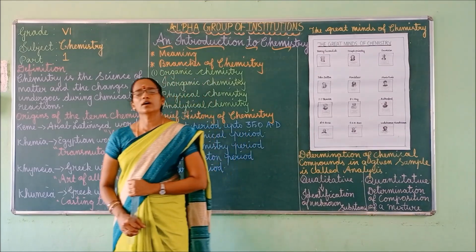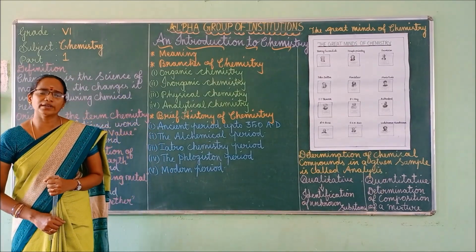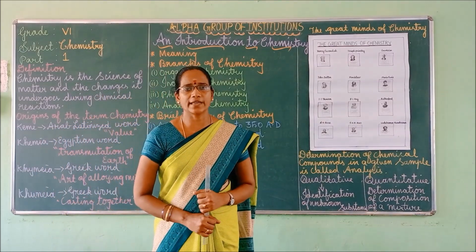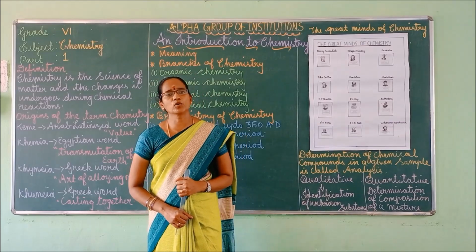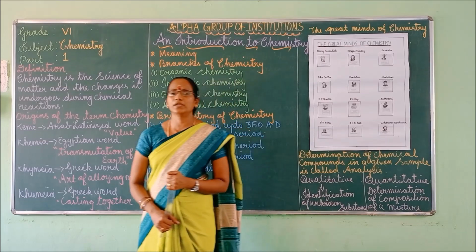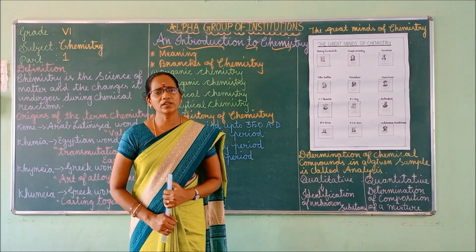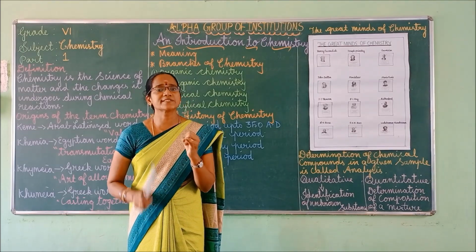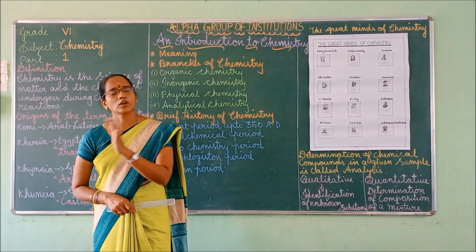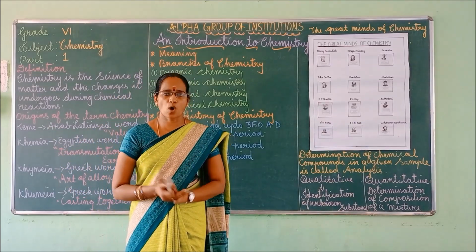Next one, about compound. What is meant by compound? A compound is composed of two or more different elements. For example, take water. Water is a compound. Why? Because, as you know very well, water is made of two elements. One is hydrogen and another one is oxygen. Hydrogen is a separate element. Oxygen is a separate element. Both the elements combine to form the compound water.